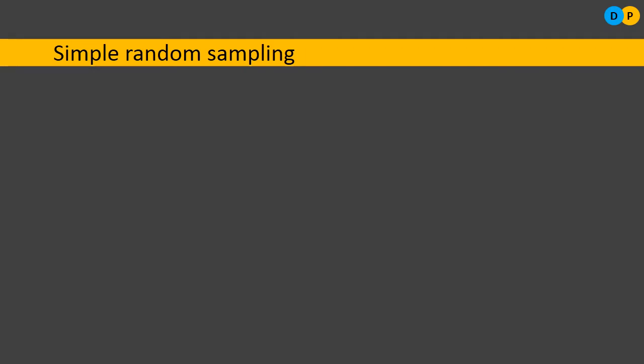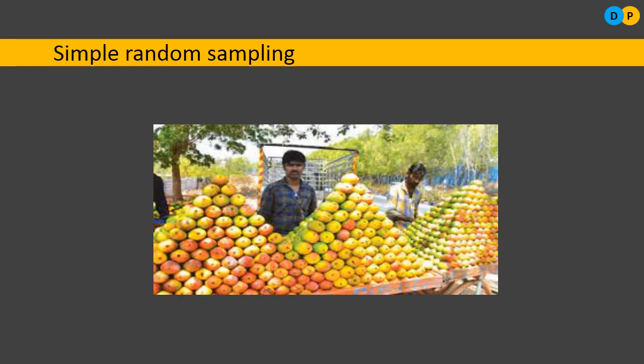The first one is simple random sampling. This particular methodology we have already used without having studied it in detail. So what is simple random sampling? For example, if you are going shopping, let us say you want to buy vegetables or fruits. As you can see in the representative image here, there is a stack of mangoes. You want to buy, let us say, 1 or 2 kg of mangoes. So what will you be doing?